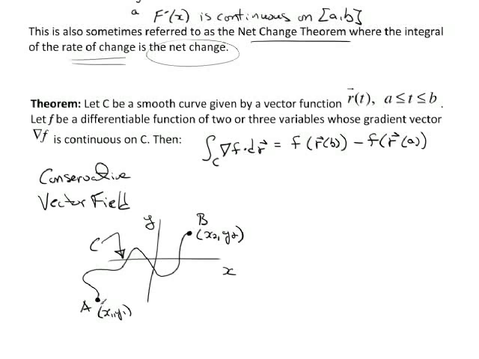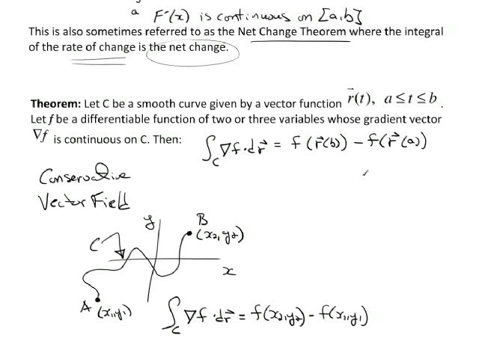The value of the integral doesn't depend on the path. It's path independent because of the conservative vector field. All I really need to know is what the coordinates are at B, that's x2, y2, and what the coordinates were at A, that was x1, y1. So this line integral of the gradient dot dr, in this case, is going to be equal to f of x2, y2 minus f of x1, y1. Again, this path is not relevant.